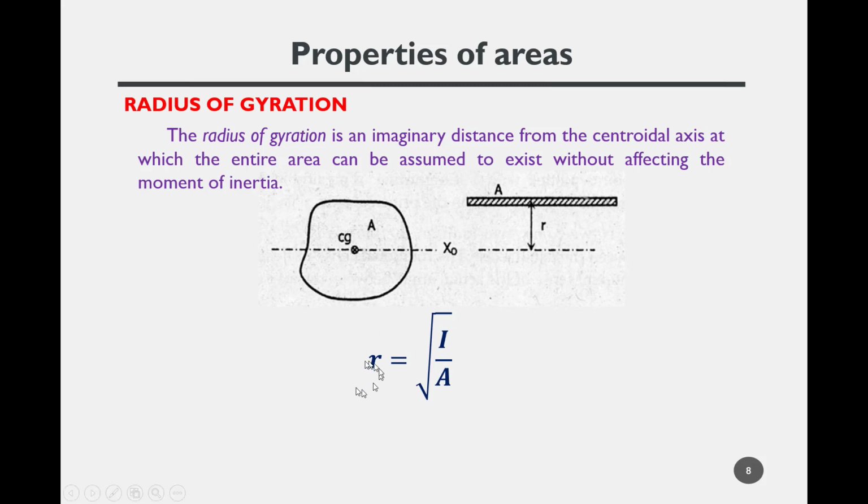Actually, depende ito kung Rx ito, X ito, kung Y ito, Y ito, di ba? Iy ito, parang ganoon. Because the radius of gyration is an imaginary distance from the centroidal axis at which the entire area can be assumed to exist without affecting the moment of inertia. Okay, makita natin yan. So ito yung area, dapat center of gravity. Ito yung nahanap na yung radius of gyration yan.